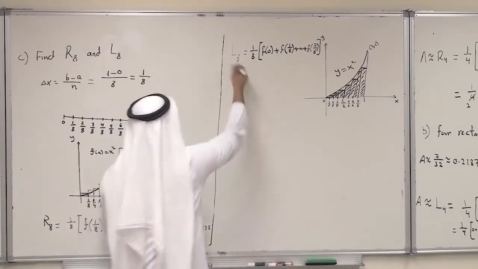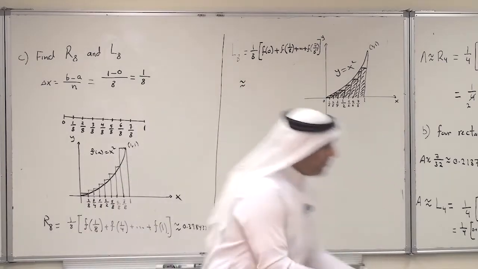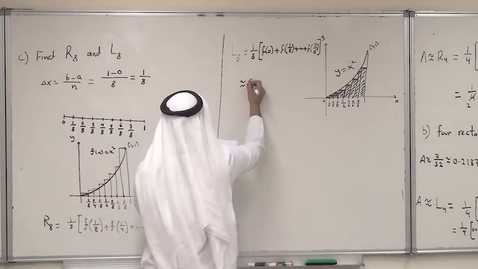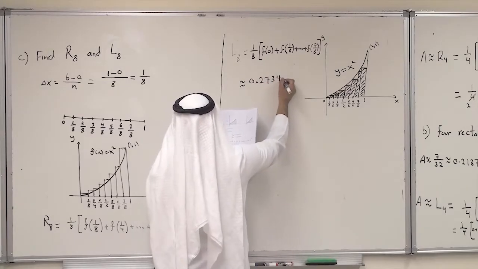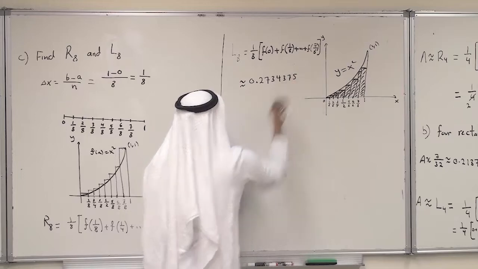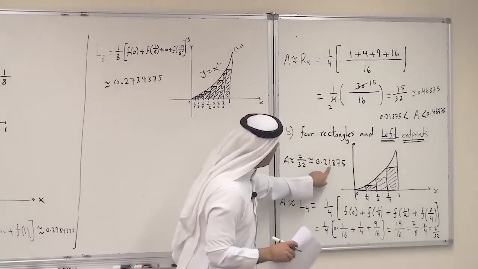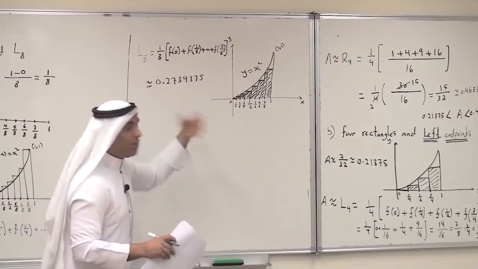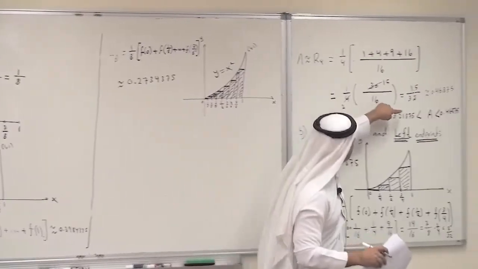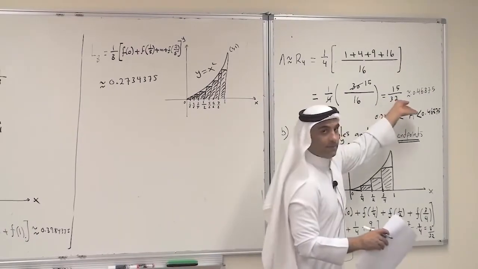So what will be the area? What will be the calculation here? This is approximately equal to, if you calculate, 0.2734375. So what's happening to L4 here? We get 0.21. This number is more than L4. So what happened? We are getting closer to the exact area. We are moving towards the area.